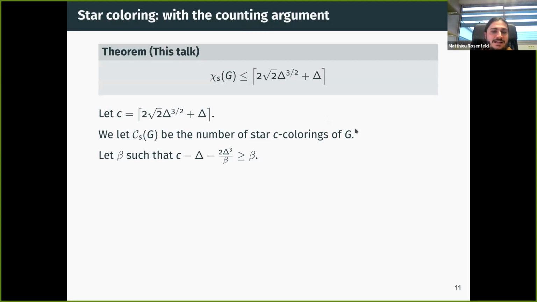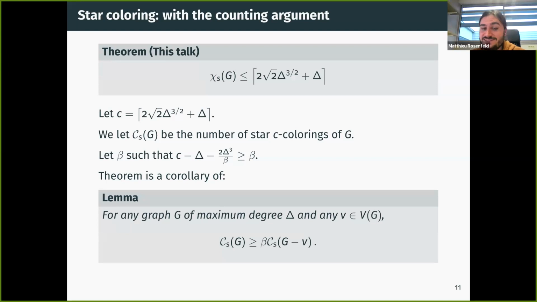And finally, I want the following. I want beta to be such that (C minus delta minus 2 delta cubed) divided by beta is at least beta. And again, you can probably guess how it will come. I will do my proof, and at the end, I will need this, basically. So it will be quite obvious where this bound comes from. For now, it might be a bit mystical, right?